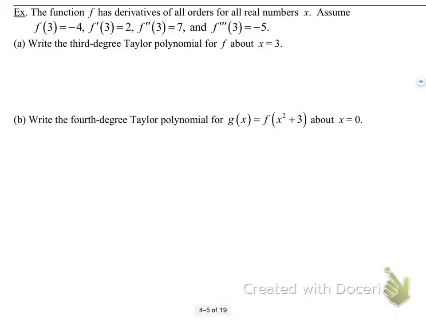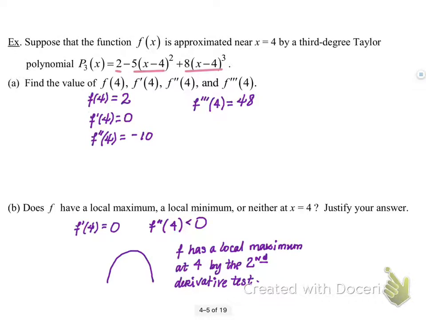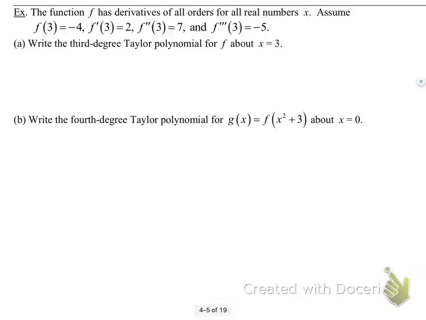The function has derivatives of all orders for all real numbers x. Oops, this is the wrong slide. Where'd my other slide go? I'm going to have to fix that. Oopsies, my brain was on the wrong slide.